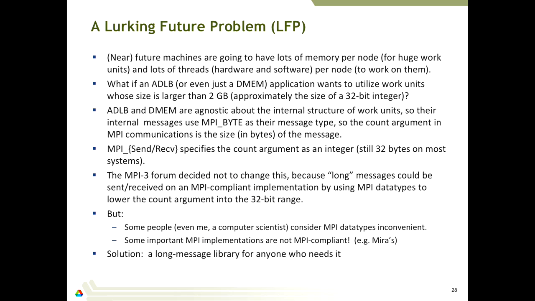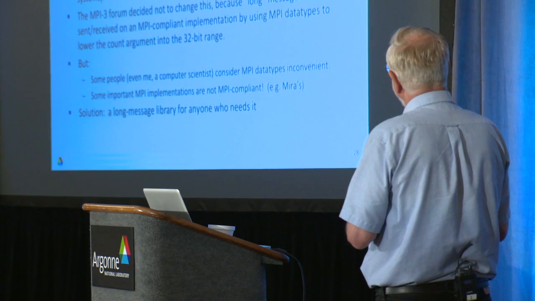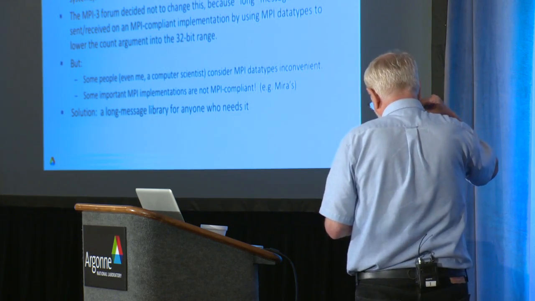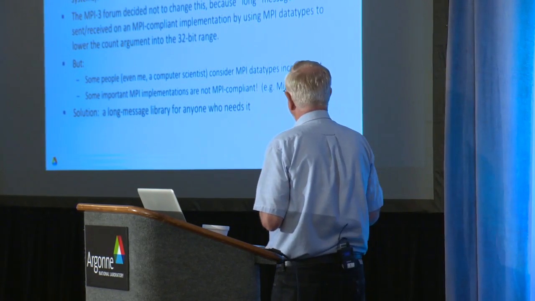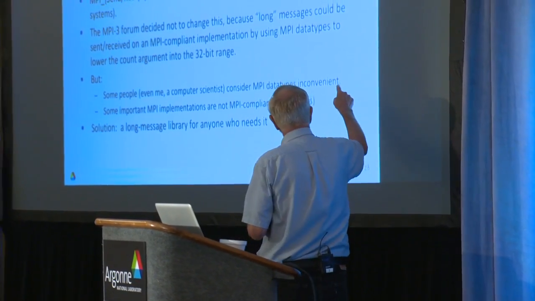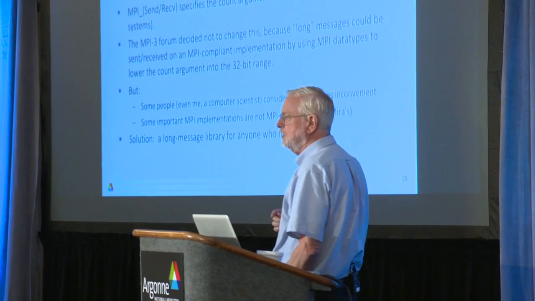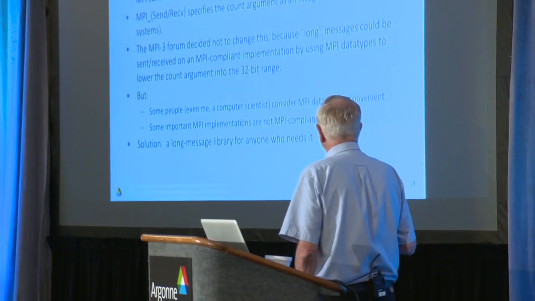So they decided that you can really get around this by using MPI data types. So the count is a number of data types. So you can bundle your bytes into big chunks, and then your count argument can be smaller. So they decided, well, this is really a solved problem. But there are two problems. One is a convenience problem. Some people don't like to build custom data types. They would rather just send a long message.